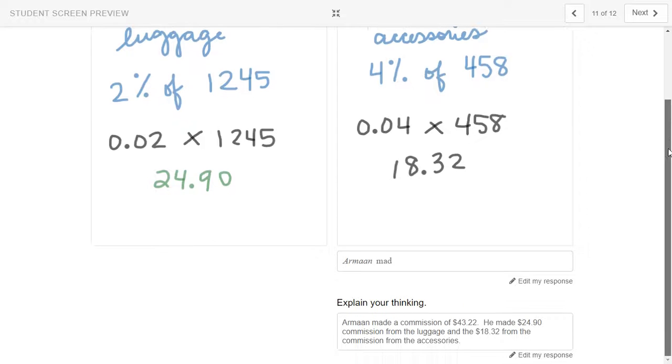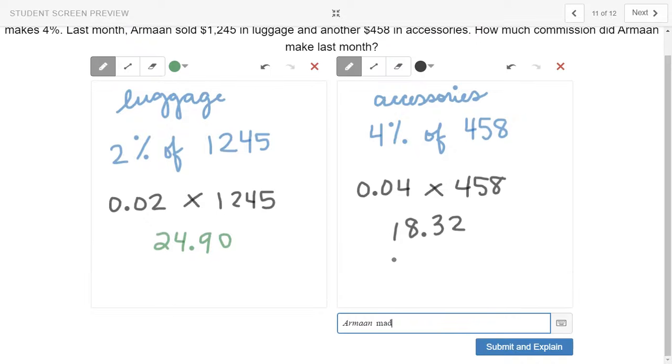To figure how much Armand made, we have to add it up. And the answer is Armand made, let's see what it said here. Oh, so I guess it disappeared. So what you have to do is add that up. So $24.90 plus $18.32 equals $43.22 in commission. And you have to make sure you explain that you add the two amounts.